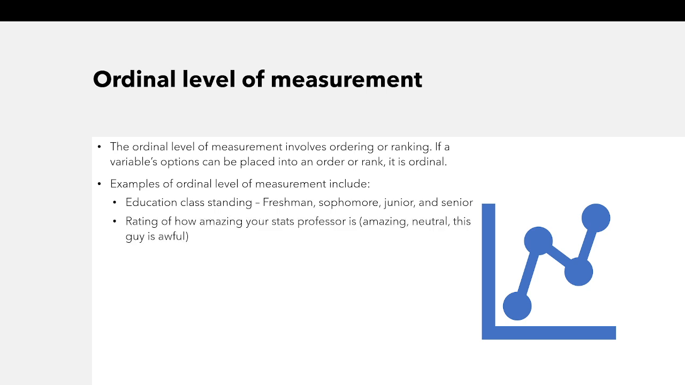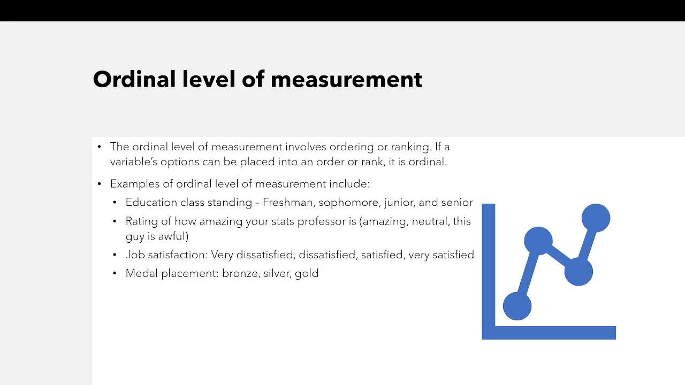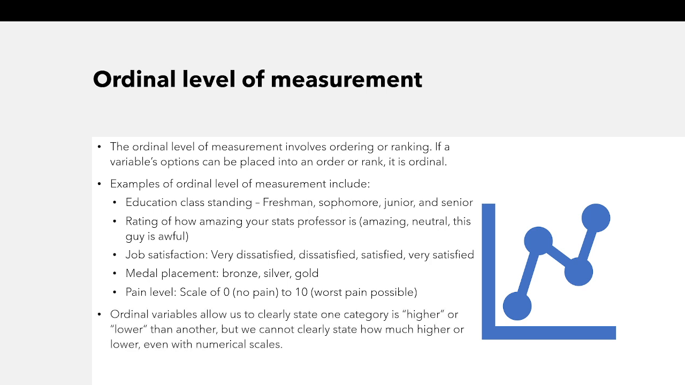Rating how amazing your stats professor is, from amazing, neutral, to this guy is awful. These are examples of categories, individual categories that can be ranked. Job satisfaction: very dissatisfied, dissatisfied, satisfied, very satisfied. Medal placement: bronze, silver, gold. Pain level: scale of 0, no pain, to 10, worst pain possible. These are all examples of ordinal levels of measurement.